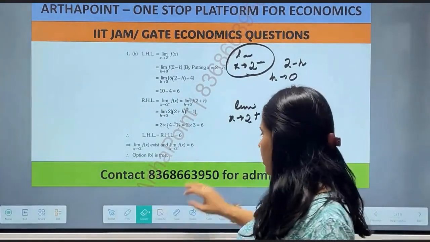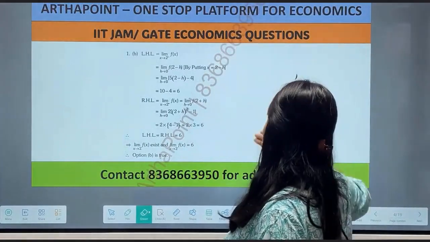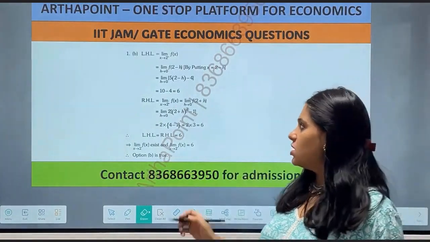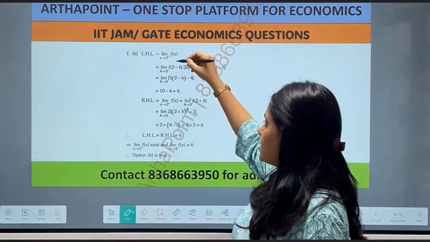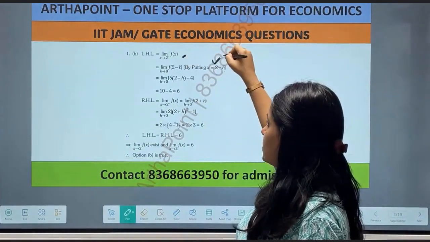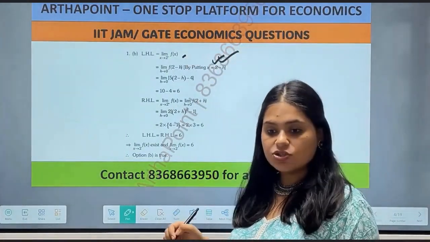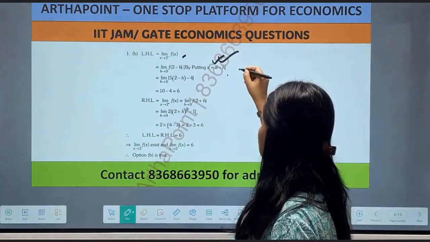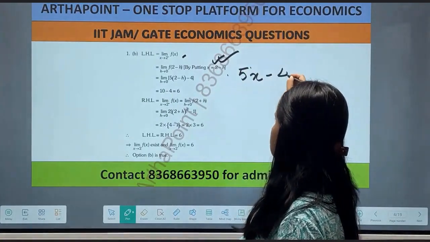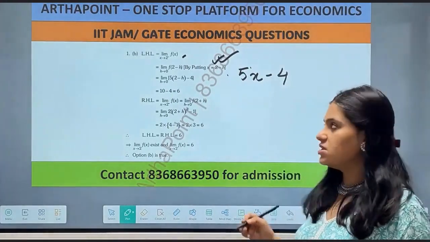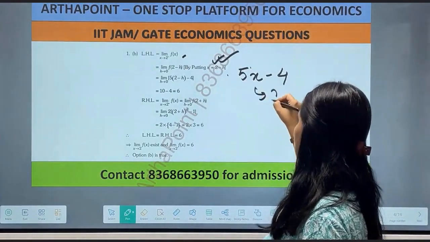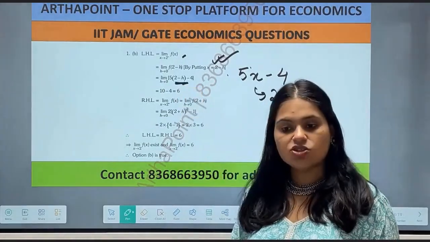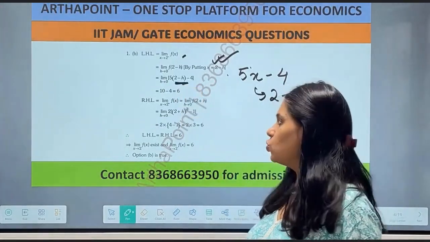So let us go ahead and do that here in this case also. So in this case, when I put 2 minus h, see what is happening here. I substituted, instead of x, I am plugging in 2 minus h. And then my function was 5x minus 4, and this x is now becoming 2 minus h. So instead of x, I have written 2 minus h. And then h is tending to 0.